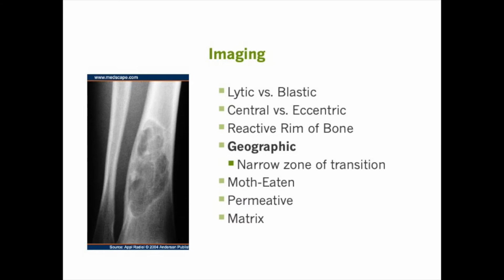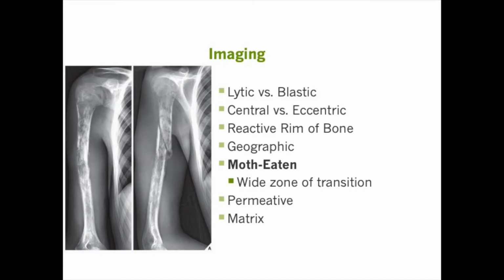The next thing is the term geographic. Geographic basically means you can outline it, or you can draw a pencil line around this entire thing and know exactly where the lesion in the bone is. So another name for this is a narrow zone of transition. So the zone of transition from abnormal to normal is very abrupt and narrow. You can outline this thing, you can see exactly where it begins and ends.